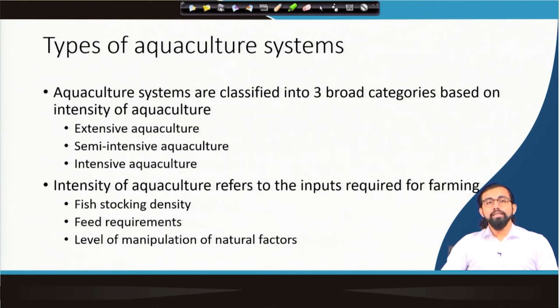Other than that, the intensity of this aquaculture, based on which these broad categories are classified, is actually based on the inputs required for farming. First of all, the fish stocking density. Second is the amount of feed that you need to provide over time for that specific culture species, or whatever number of species you are culturing there. The level of manipulation of natural factors. These 3 basic inputs are very much responsible for the classification of these 3 broad categories of aquaculture systems.